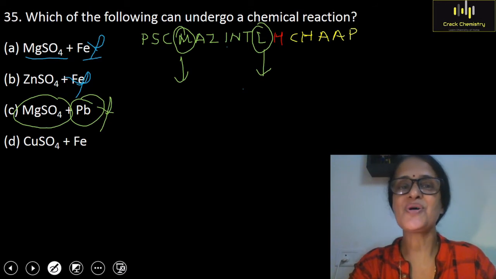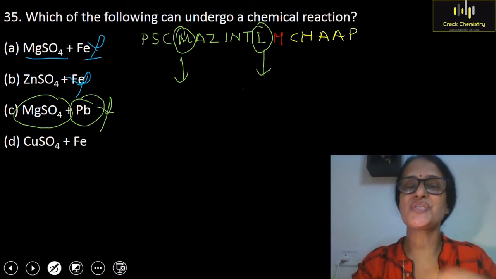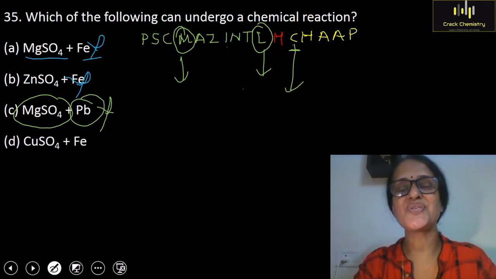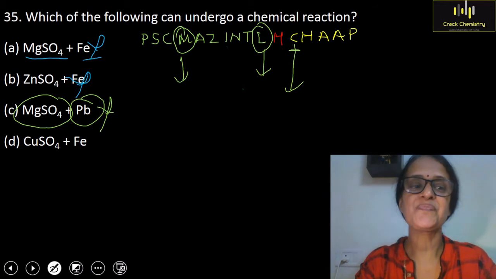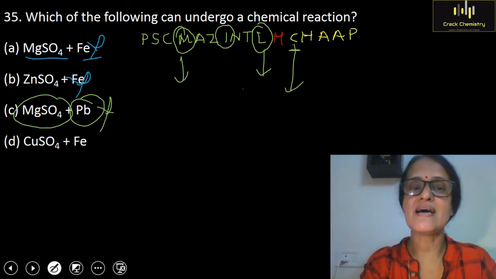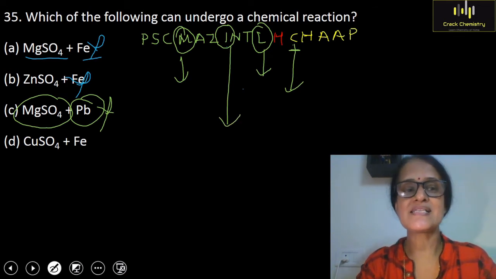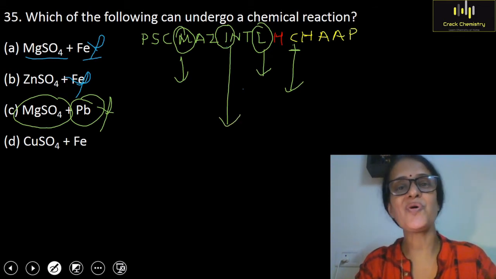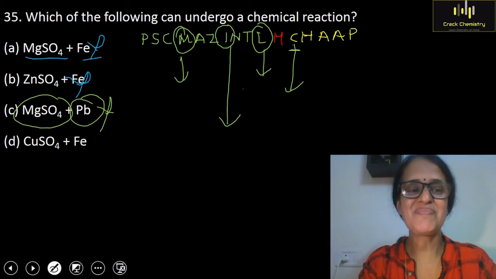Now look at the last option. In the last option, you have been given copper sulfate plus Fe. Children, find out the position of copper. Copper is placed after hydrogen in the reactivity series, shown by the letter C, and iron has been represented by the letter I. So you can see that as iron is more reactive than copper, this reaction will take place. Iron can displace copper from copper sulfate solution.